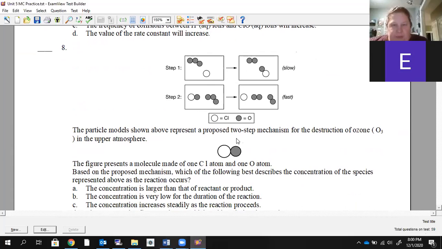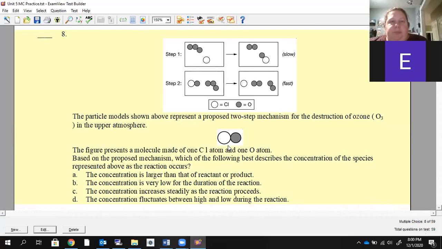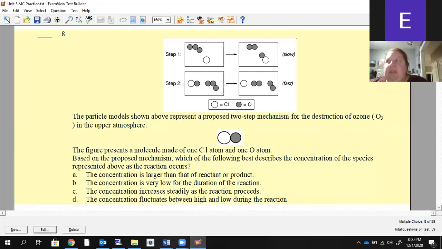So on number 8, they're talking just about this species, the ClO. And since it's being made in the first step and then used up in the second step, and that first step is nice and slow, and the second step is super duper fast, it means that whatever you are making is going to get used up really quickly. Okay. And so there's one where the concentration is very low. Yeah, B. At first I had thought it was D.